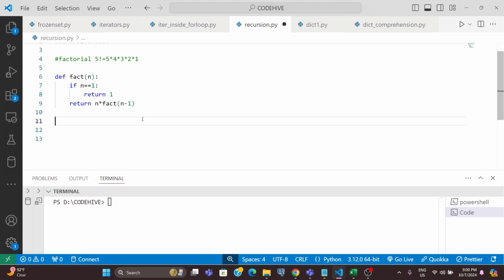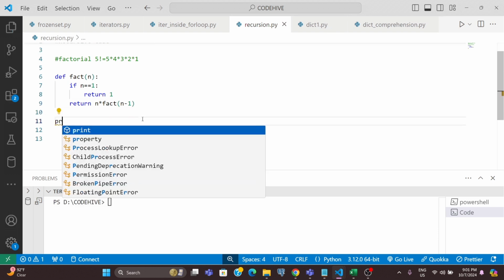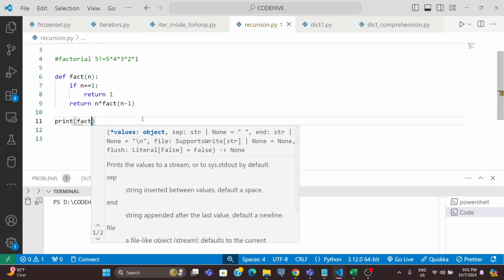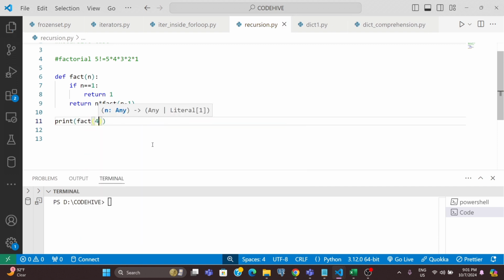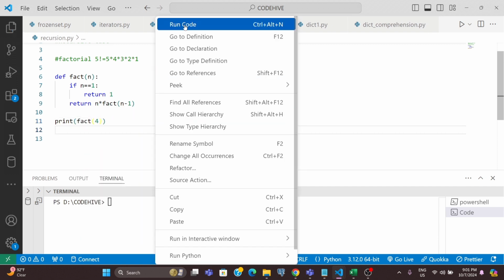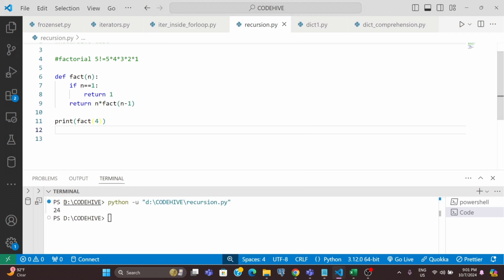Now we will check how it works. Print fact of, for example, 4. I will run the code. So I got 24. That means 4 into 3 into 2 into 1, which is 24. Now I will go through how this is happening.